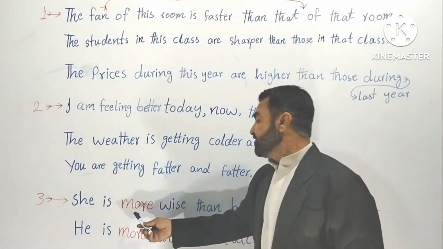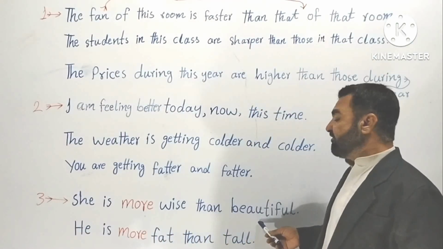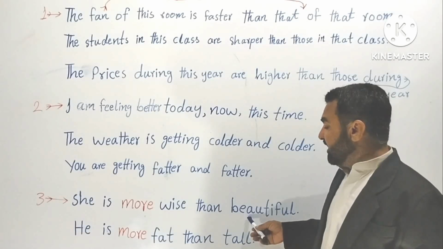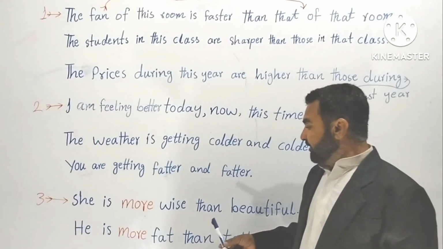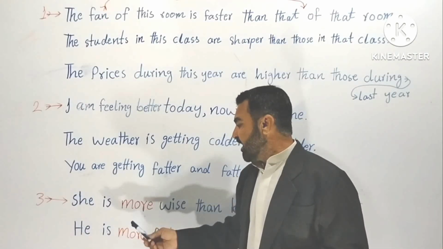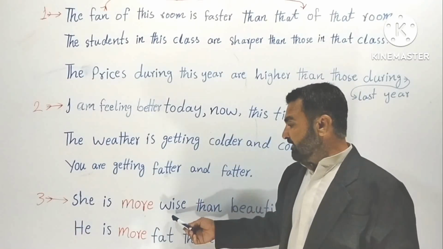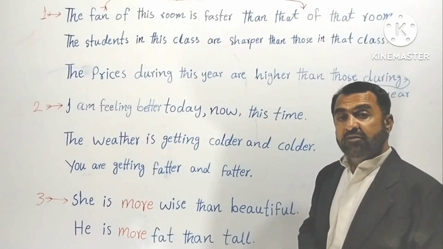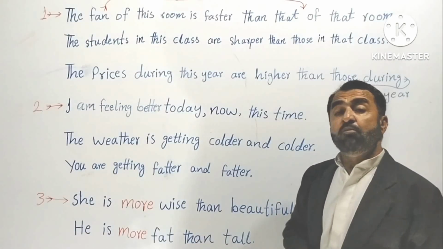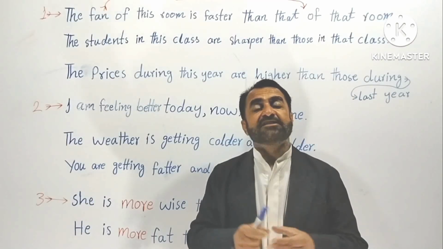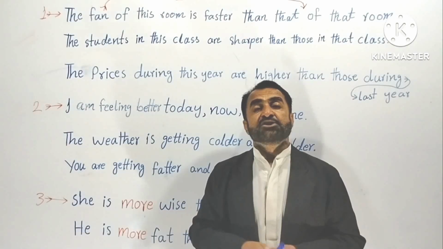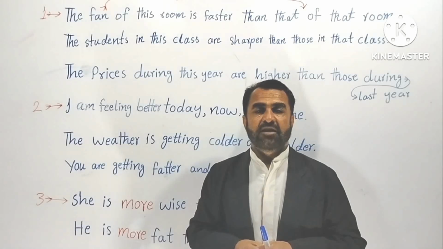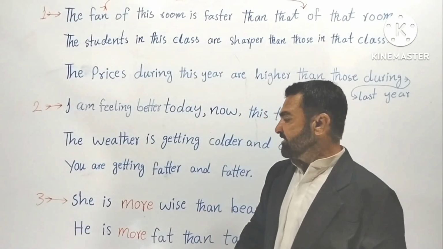Why? Because for "she is wiser than", here we need a noun or a pronoun, not an adjective. But here it is an adjective. So that's why we need this adverb to upgrade this quality. We can say she is more wise than beautiful. Means she is not as beautiful as she is wise. Understood? Now let's go to the second example.